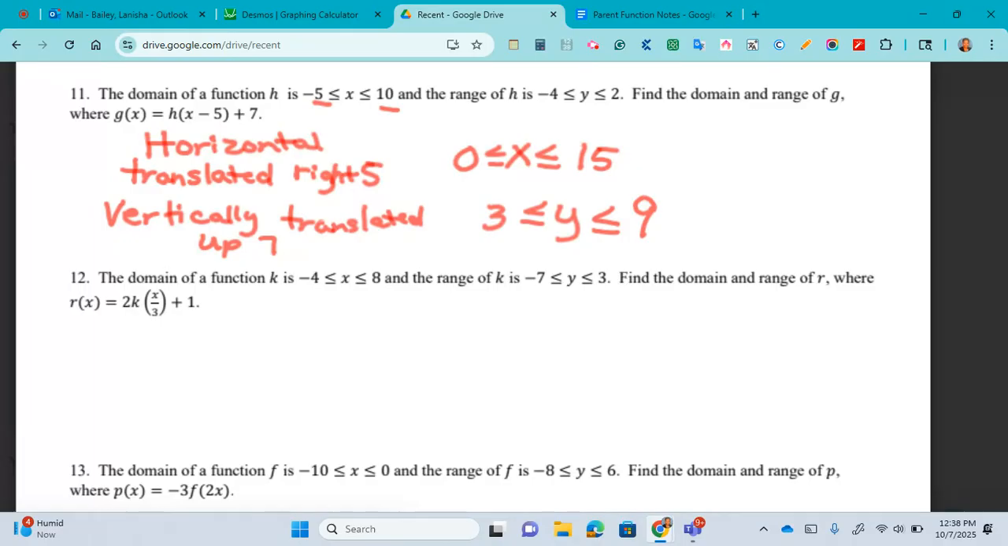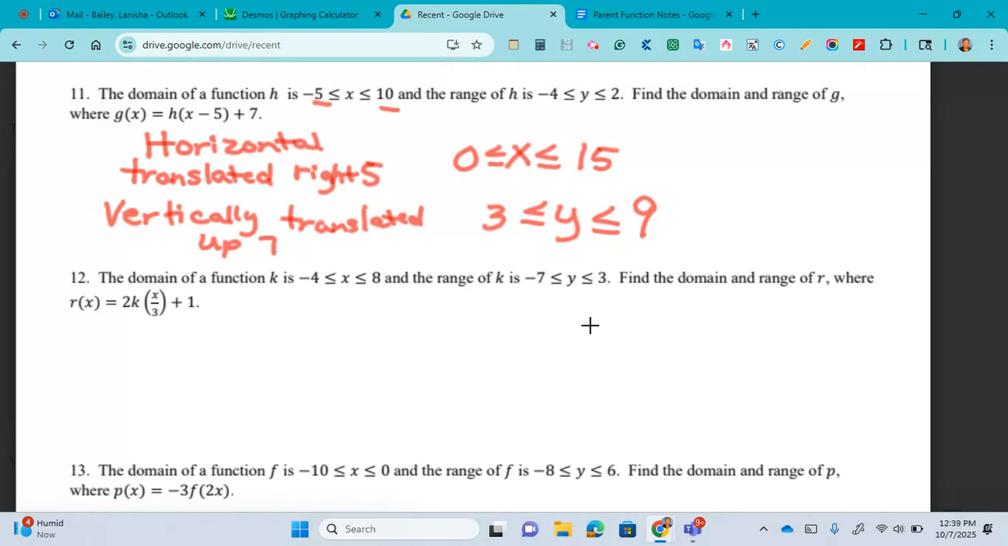Any questions? How do we know? Yes, -5. Since it's going to the right 5, that means going towards the positive. So if I'm at -5 and I go right 5, I'm at 0. If I'm at 10, I'm going right 5, I'm at 15. Now, vertical translated up 7. If I'm at -4 down here, if I go up 7, I'm at +3. If I'm at 2 and I go up 7, I'm at 9. Any questions?